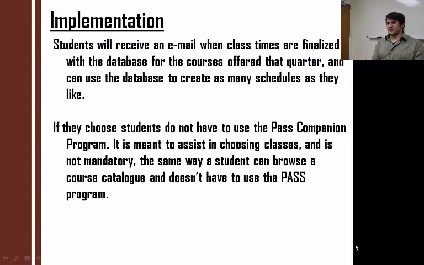So the idea would go something like this. When PASS was ready for students to sign up, the same day the faculty would send out an email to the senior level IE students that would say, seniors, this is your PASS companion program for fall of 2013. And they would use it to make their schedules at the same time they were using PASS. And then when the next quarter came around and PASS was updated, the database would be updated and re-emailed and say, this is your database for winter of 2014.